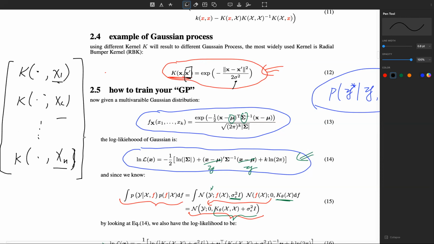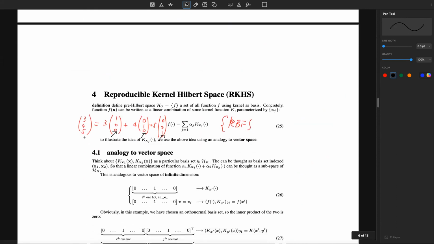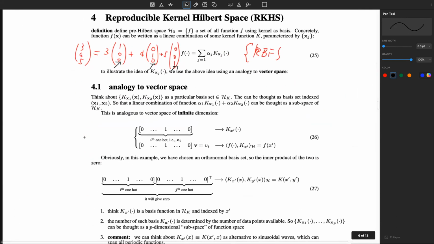Remember, have you studied that before? Any periodic function can be formed by a linear combination of different sine and cosine waves, differing by their phase and amplitude, right? So that's an example. Each one of these sines and cosines then becomes your basis function. Okay, so we will use the same idea. Let's have a look.